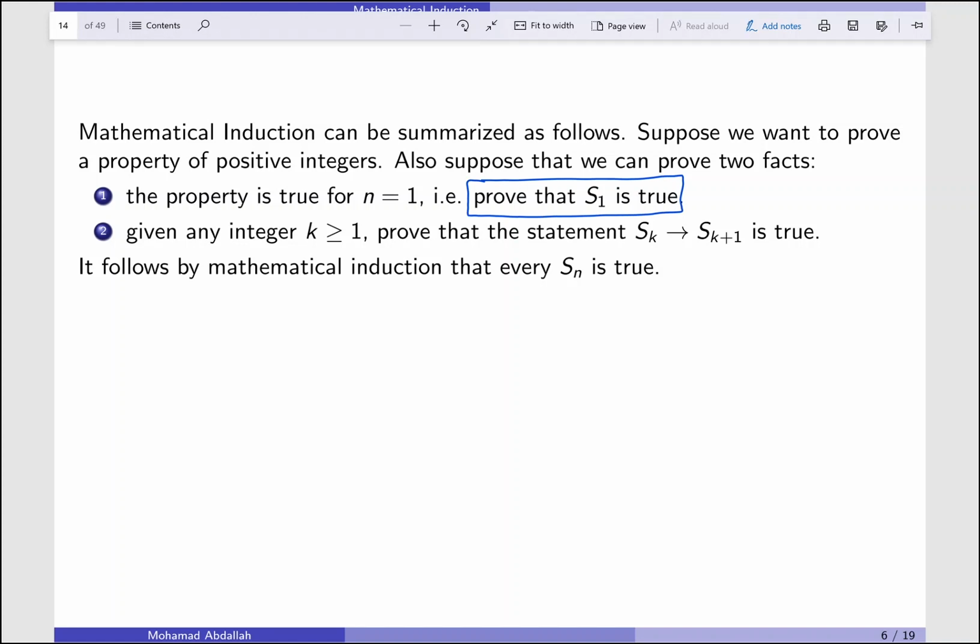This is what we call the base case. You want to show that the base case is correct. It's not always the case that you start with n equal 1, but if I'm starting with n equal 1, then I'm going to show that S1 is true. Now, given any integer k, so k is a random integer, we're going to prove that if Sk is true, then Sk plus 1 is true. If I can do these two steps, then the statement is true for all n. Now the first step is quite easy. The second one is the one that needs some work. So this is a bit harder, as you will see.